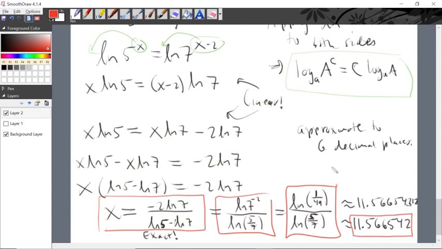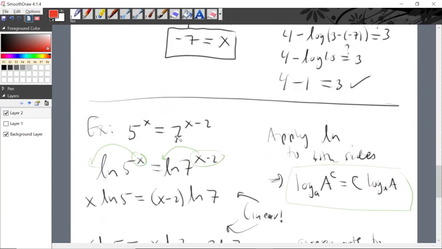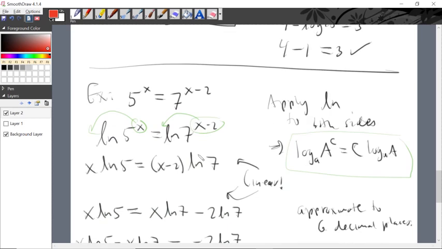And we can check this answer in the original equation to see if it works. So the original equation, 5 to the x is equal to 7 to the x minus 2. What was the domain of that equation? These are both exponential, right? So recall that the domain is actually all real numbers.